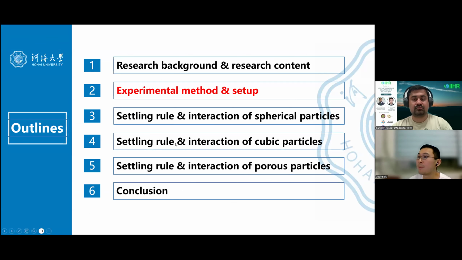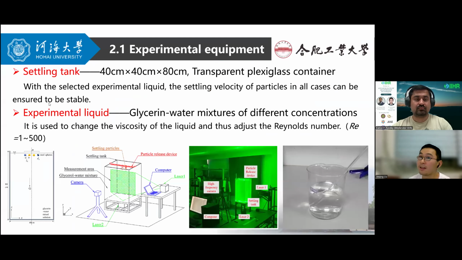Part 2 is experimental method and setup. In our experiment, the settling tank, we can see the figure on the left. The settling tank is transparent plexiglass, and the length, width and height are 40 and 80 cm. With the selected experimental liquid, the settling velocity of particles in all cases can be ensured to be stable.